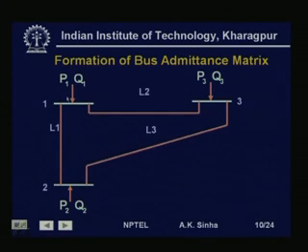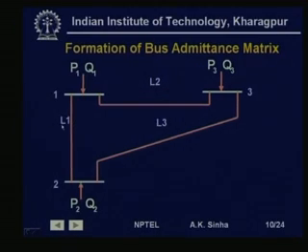Now, I have taken here a small power system with 3 bus bars. Bus bar 1 has a real power injection P1 and a reactive power injection Q1, whereas bus bar 2 has real power injection P2, reactive power injection Q2, and bus bar 3 has real power injection P3, reactive power injection Q3. These buses are connected to each other through lines, like bus 1 is connected to 2 through line L1, 1 is connected to 3 by line L2, and bus 2 is connected to 3 by line L3.